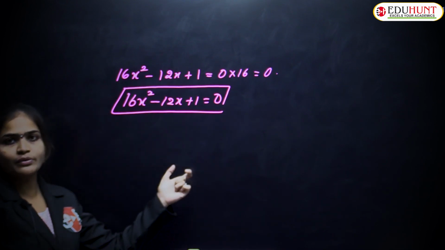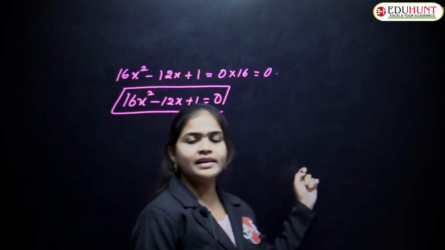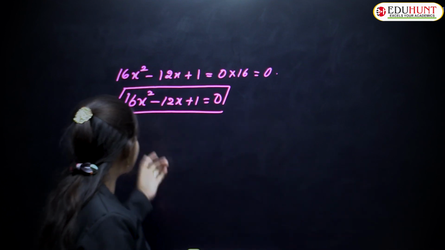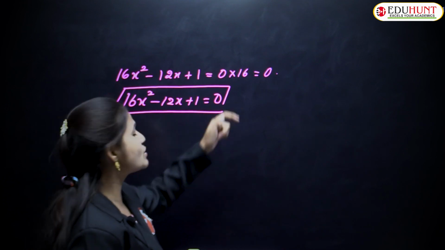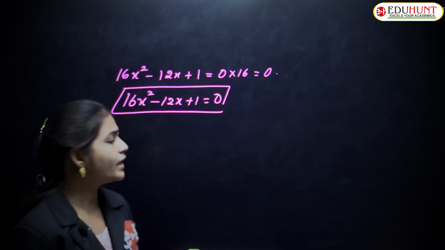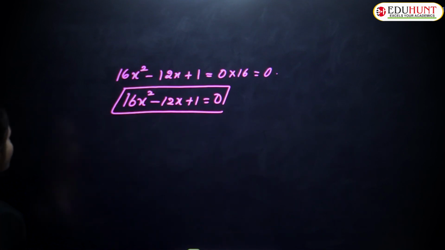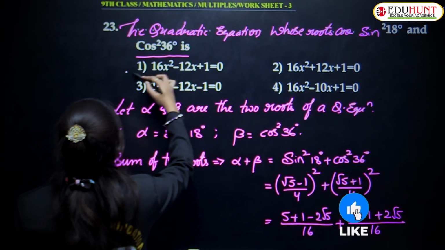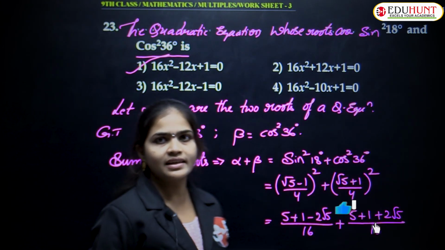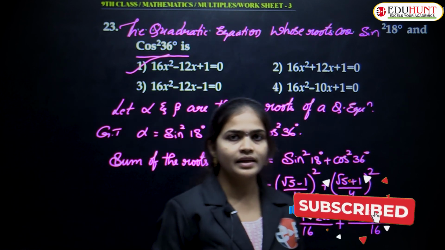If the roots of this equation are sine square 18 degrees and cos square 36 degrees, then the equation is 16x square minus 12x plus 1 is equal to 0. Okay, so which option is correct? See here, 16x square minus 12x plus 1. So option 1 is correct here. Am I clear to you? Yes.